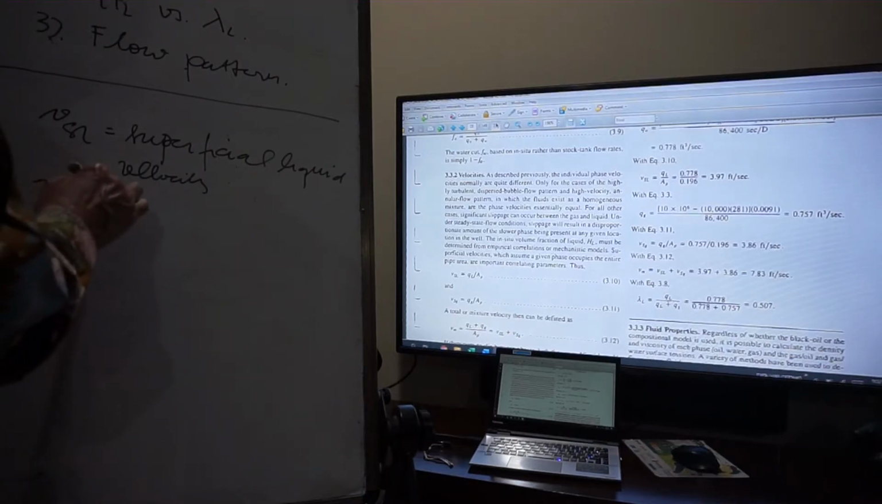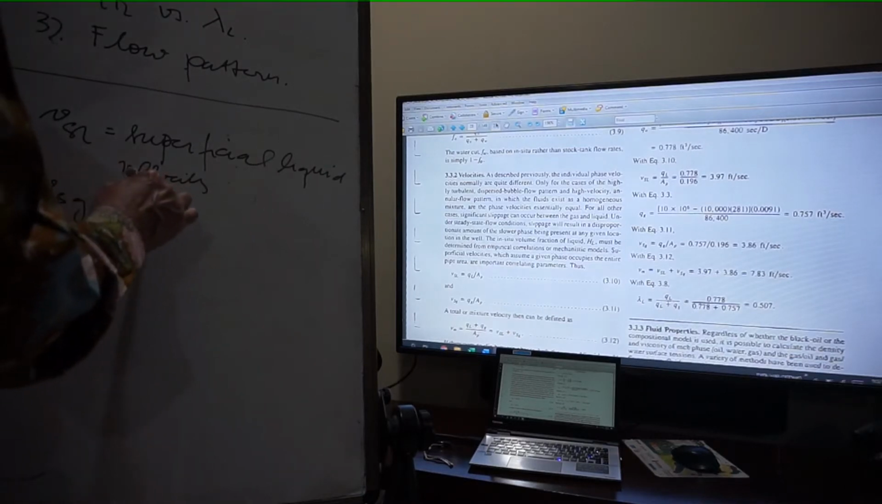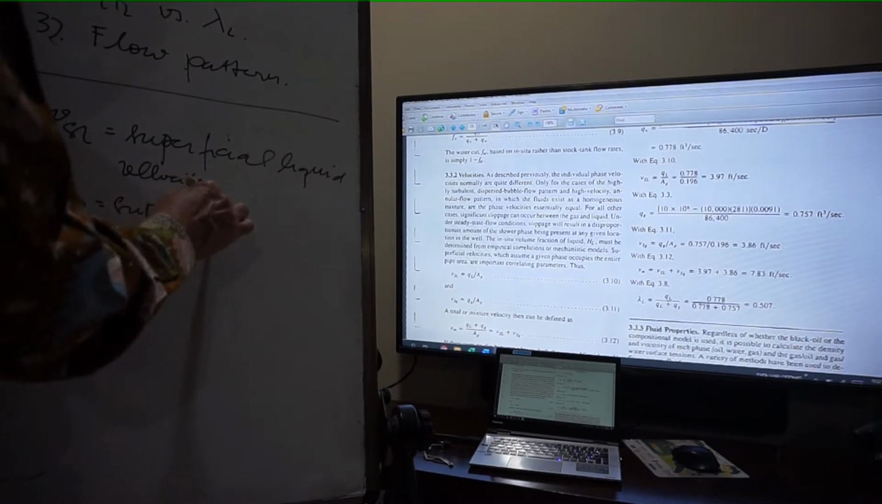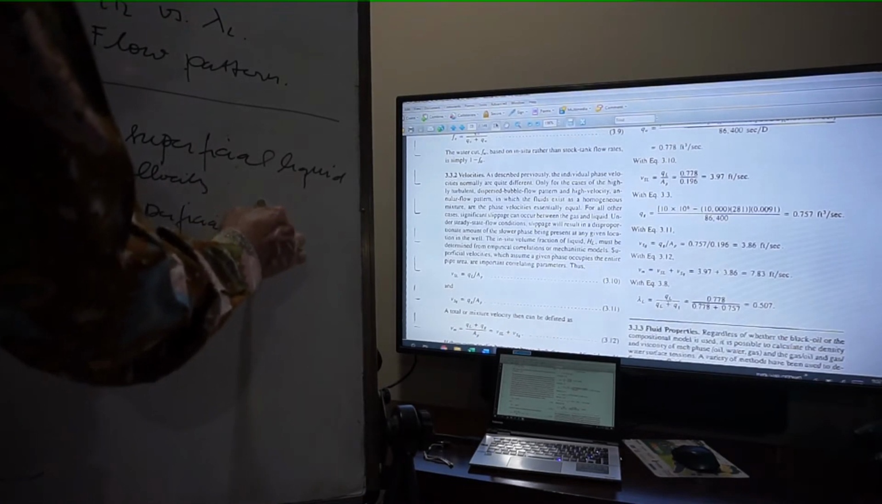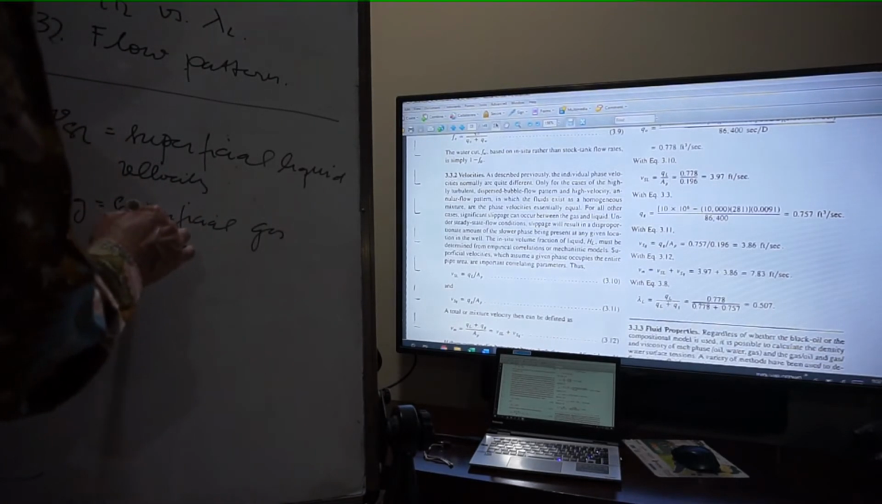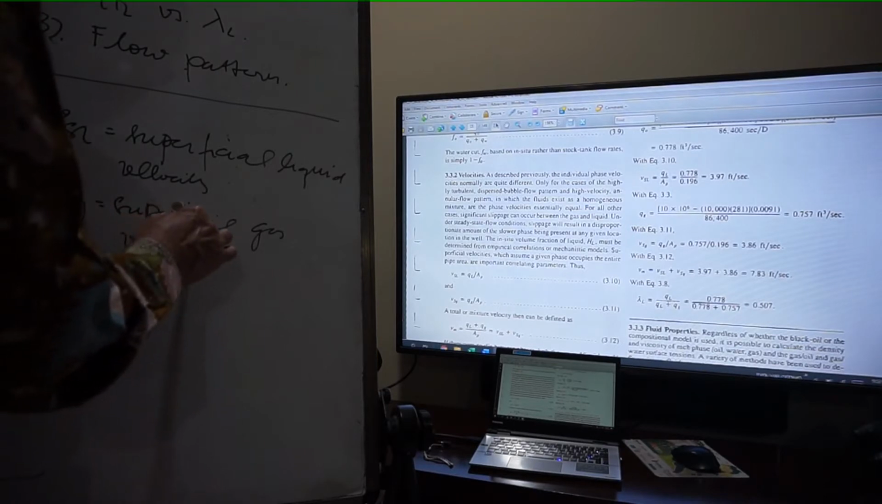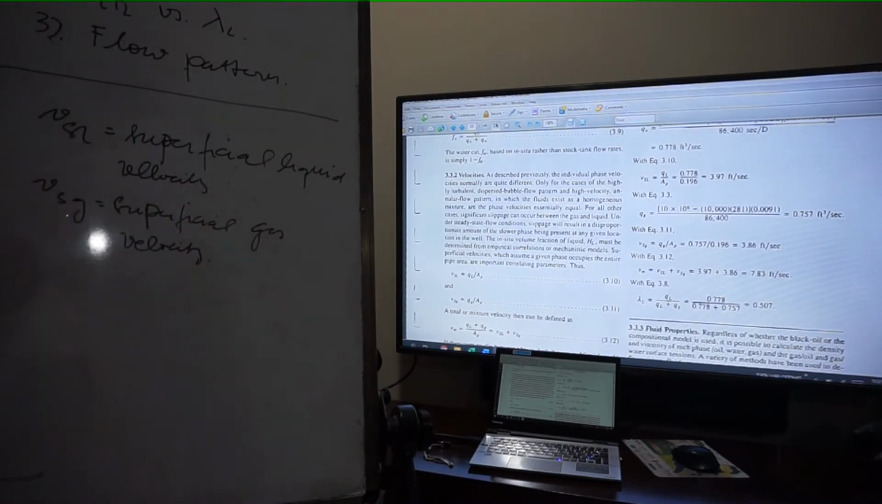VSG, superficial gas velocity. Okay, this is not the real thing. Physically, you cannot see it.